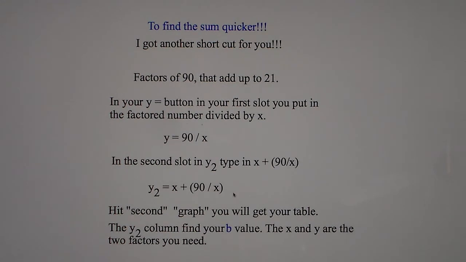Then if we go to our table by hitting second graph, in that y2 column, scroll down and find your b value, the number that you're looking for, aka 21. You'll scroll down to 21 in the y2 value, and the x and y in those positions are the factors that you need. That'll make things a little bit quicker for you, especially when the numbers get big.